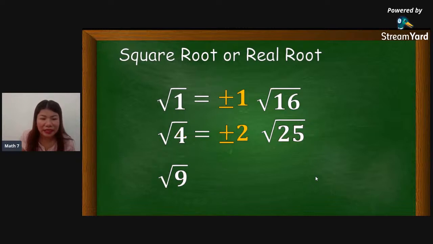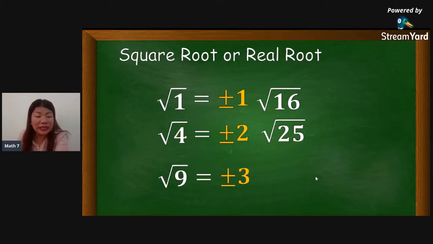The correct answer here is positive 3 at negative 3. So, ibig sabihin, when you multiply positive 3 times positive 3, the answer is the radicand, 9. Negative 3 times negative 3, the answer is positive 9 pa rin. Kasi, di ba, natandaan natin, when you multiply same sign, the product is always positive.